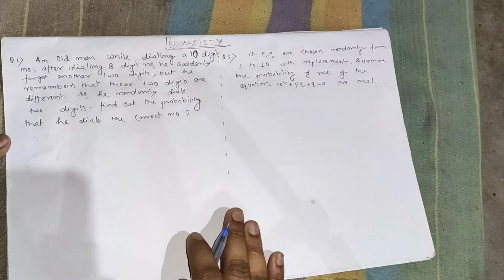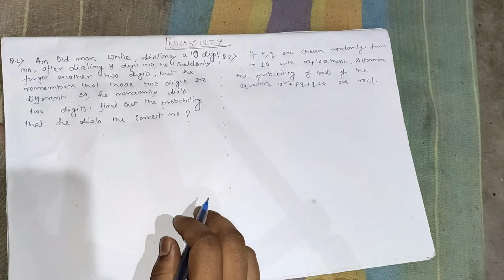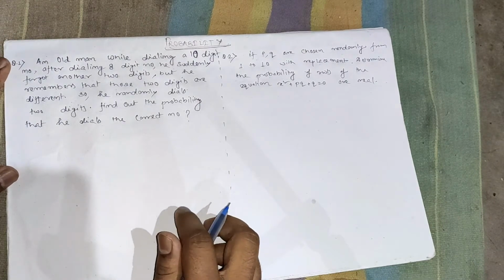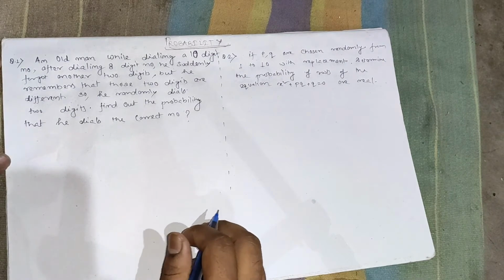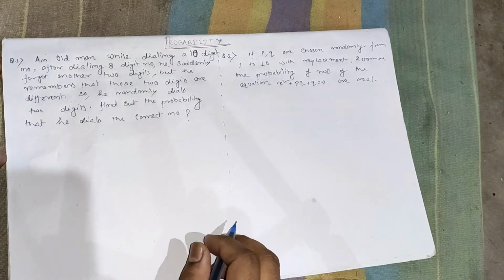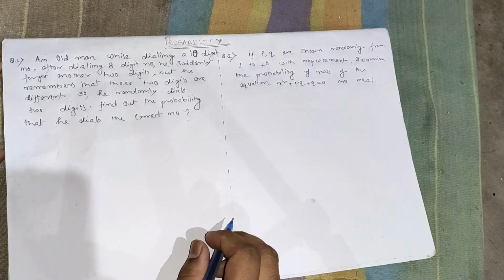So let's come to the first question. The first question is, an old man, while dialing a 10-digit number, after dialing 8 digits, suddenly forgot the other 2 digits, but he remembers that those 2 digits are different. So he randomly dials 2 digits. Find out the probability that he dialed the correct number.